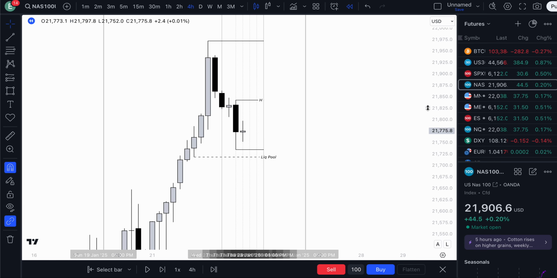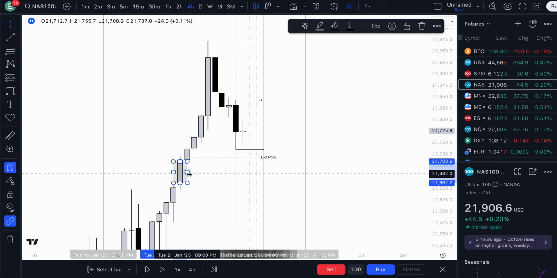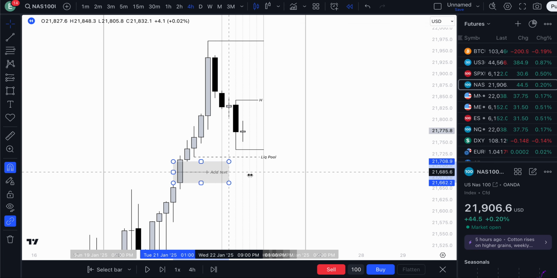On bullish days where we have bullish bias, we want to be buying below lows. We can see we have this 4-hour fair value gap right here. If we measure the dealing range from this swing low, our 50% is perfectly in line with the midpoint of the 4-hour fair value gap. So that's our key level.